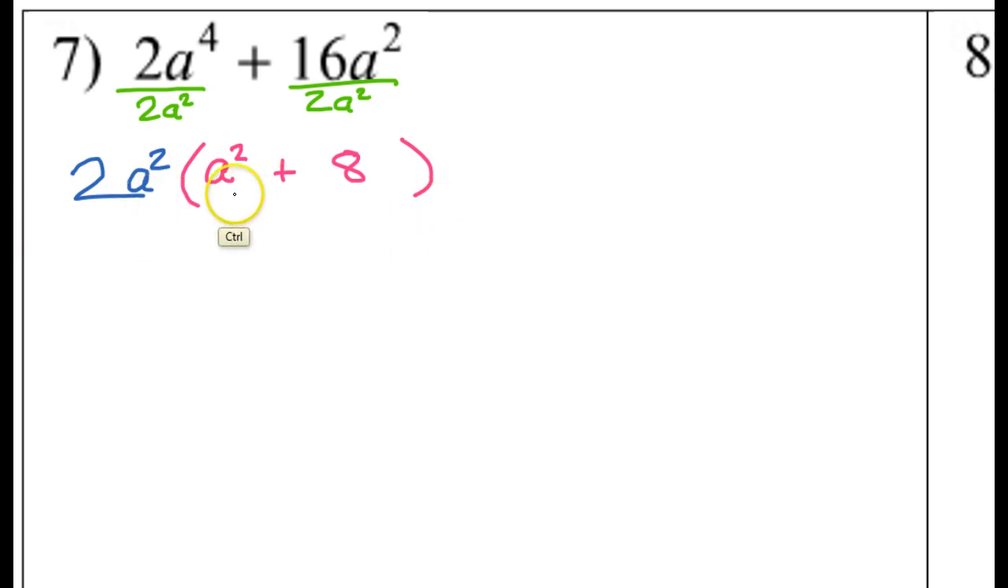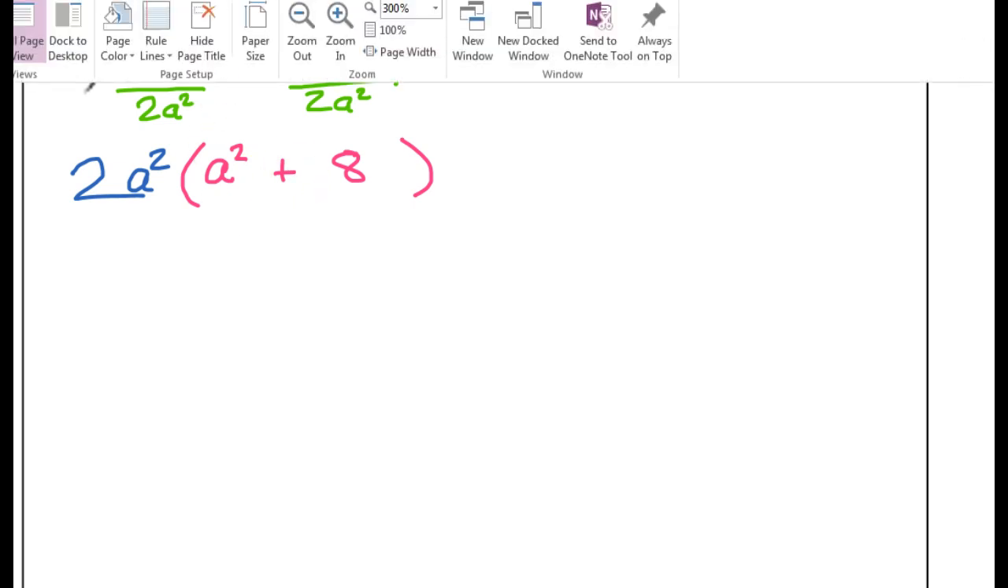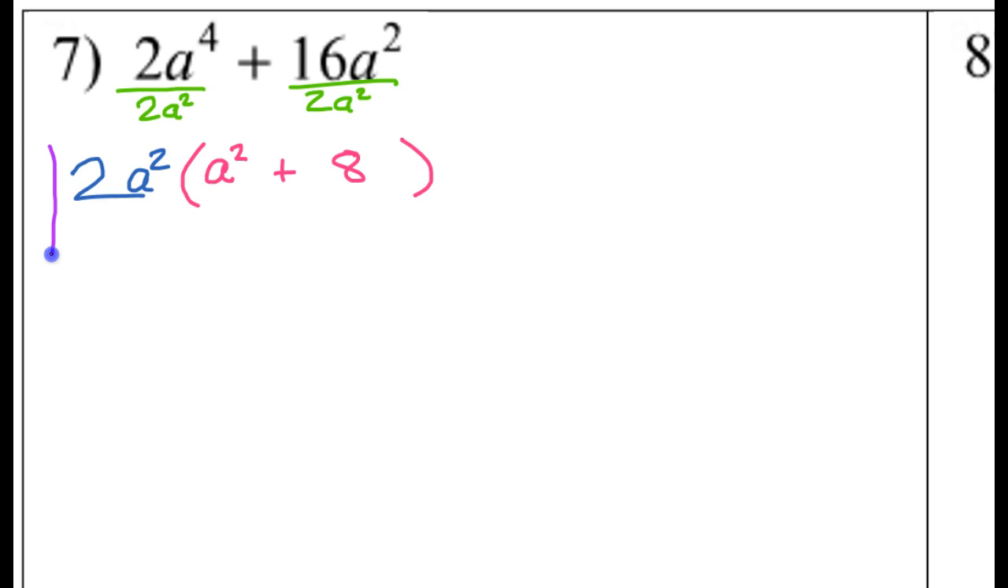Now I should look very carefully to see if I can keep going. But I cannot. This is the sum of, well, I started to say the sum of two squares. 8 is not a perfect square like 4 or 9 or 16 or 25. And even if it was, even if this was a squared plus 9, I still couldn't factor it. It has to be the difference of two squares. It has to be subtraction. So no matter how you look at it, this problem is done. GCF is all you can do.